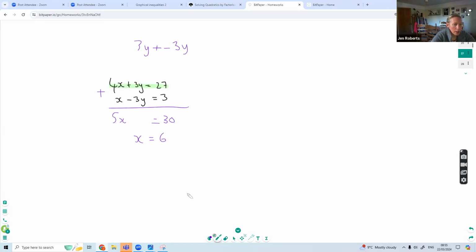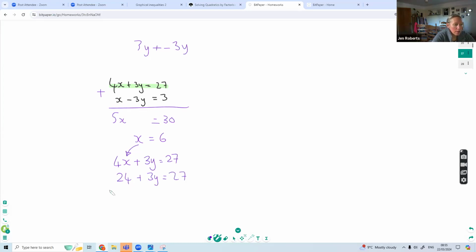Put it into that top equation. 4x plus 3y equals 27. I always put it into the equation with a plus in. X is 6, substitute it in here. 4 times 6, 24.